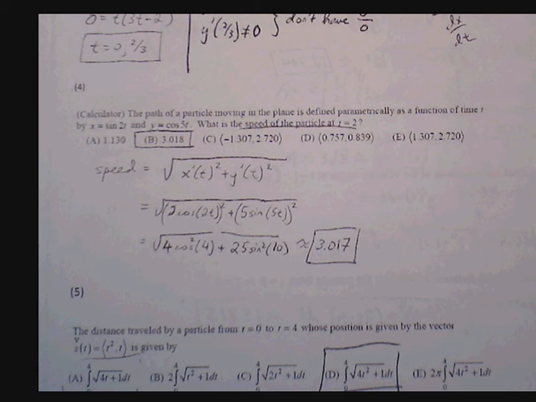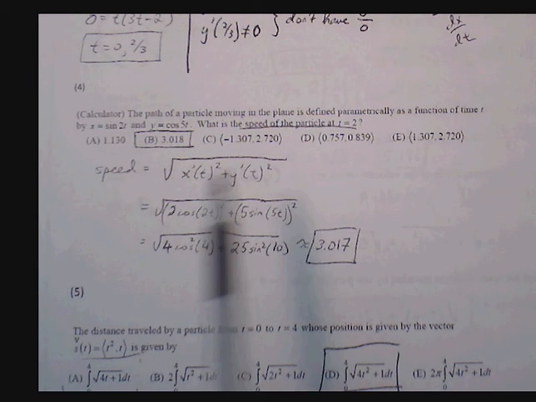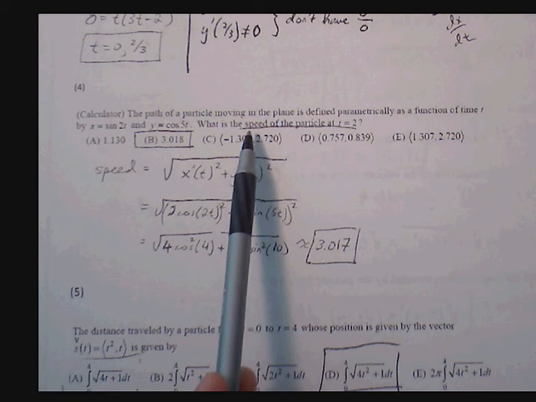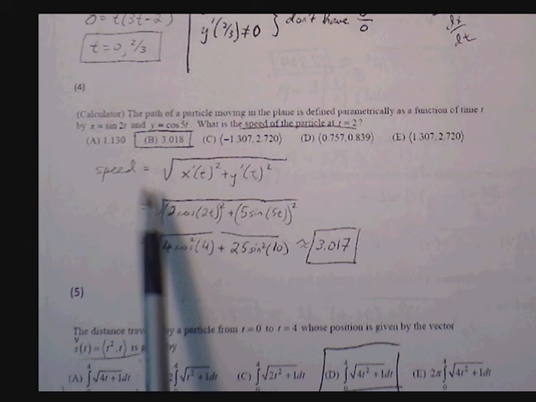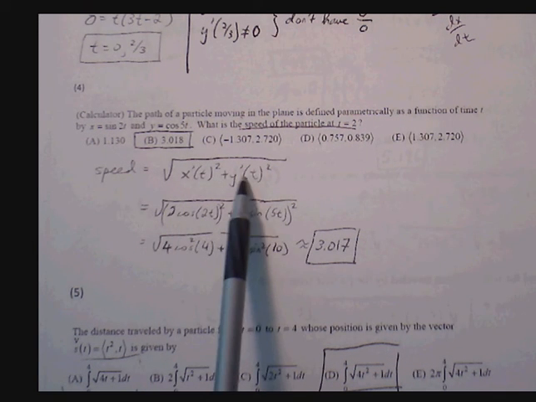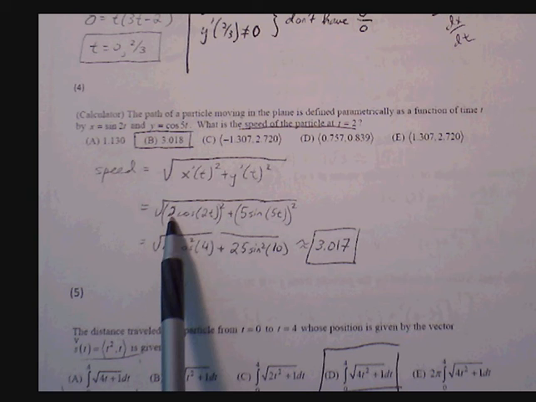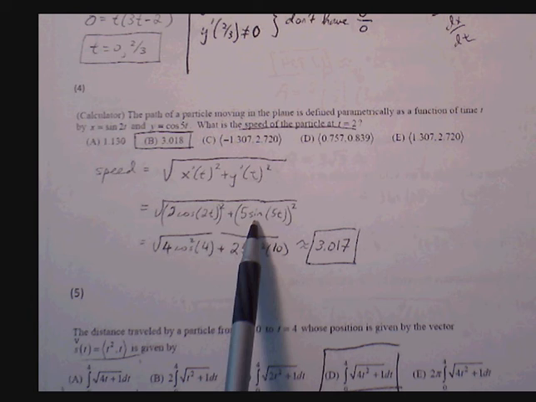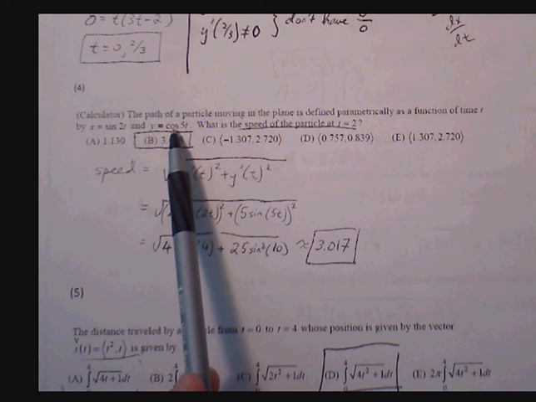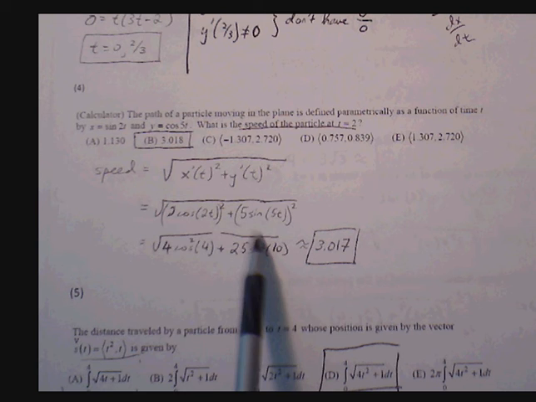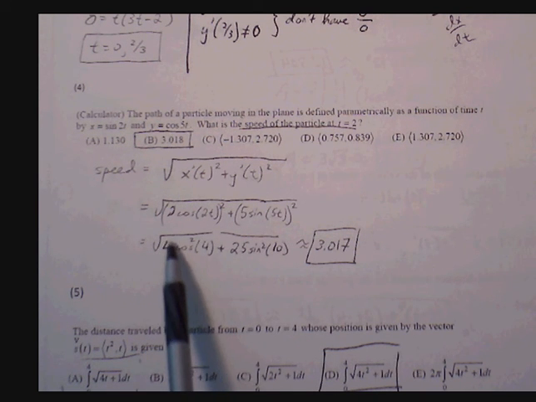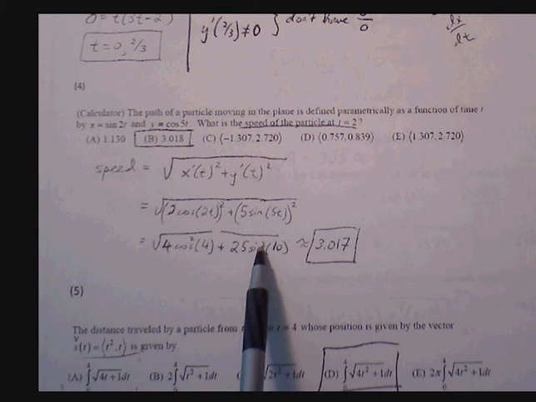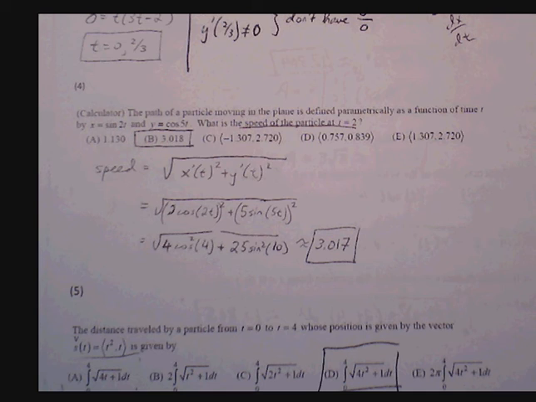Number 4, the path of the particle moving in the plane is defined parametrically by x equals sine of 2t and y is equal to cosine of 5t. What's the speed of the particle at t equals 2? We just go through our formula, so root of x prime squared plus y prime squared. Sine of 2t becomes cosine of 2t times 2. Cosine of 5t becomes negative sine of 5t times 5. And we just plug 2 into the remaining t values, and in our calculator we'll get 3.017.